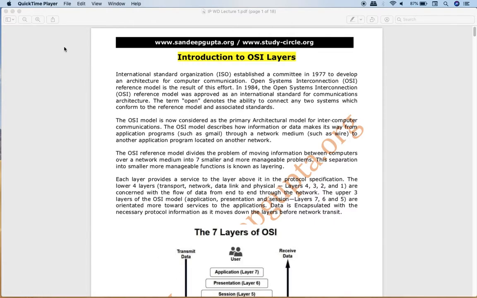In this course, I will be giving you notes on almost all the topics which I am going to teach you. So one such topic is Introduction to OSI Layers. Now, many universities have web development in their curriculum, and in some universities in the web development syllabus they have a topic called Introduction to OSI Layers.